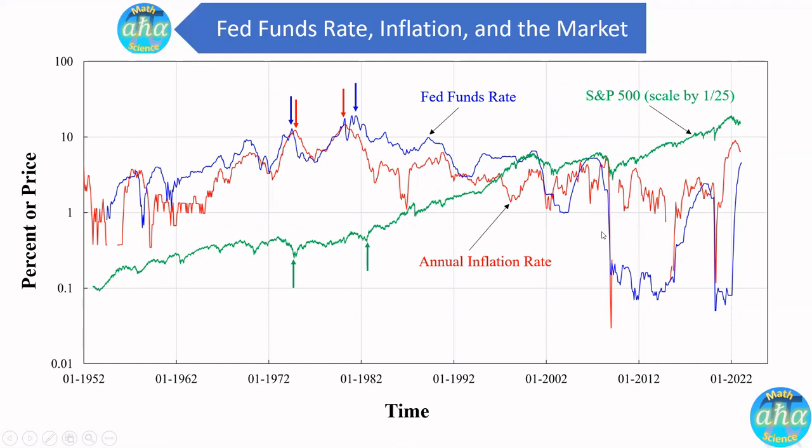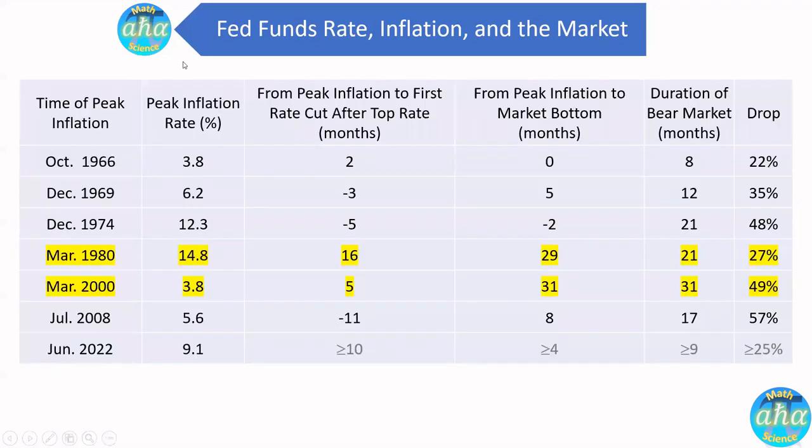So other than these two, there are 7 very clear inflation periods, and the bear markets associated with each inflation period. So we're going to analyze this. We put all this data into a table. This is what we have. This table has a lot of important information. We're going to walk through the table.